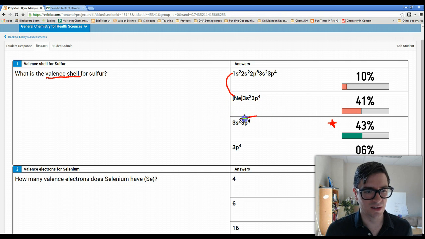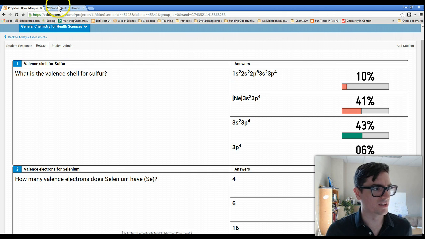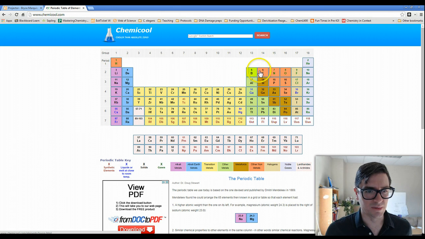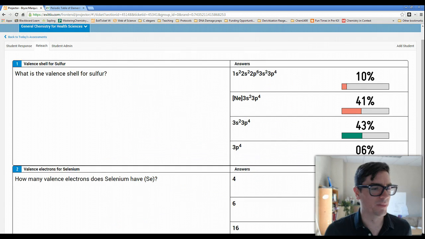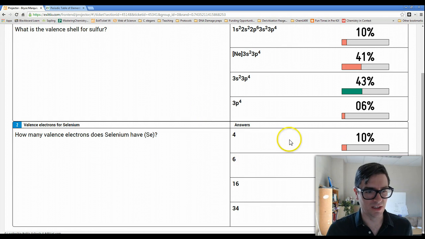And the outer shell is this one here, right? So we say that essentially all this stuff here represents a complete shell, an inner shell. And that is the same thing as saying neon. So if we look at the periodic table, right, the complete shell goes through neon. And so we're saying what electrons are after that. So electrons after that are just these ones here. So 3s2, 3p4. So most people got the second part right, which was how many electrons are actually in there.